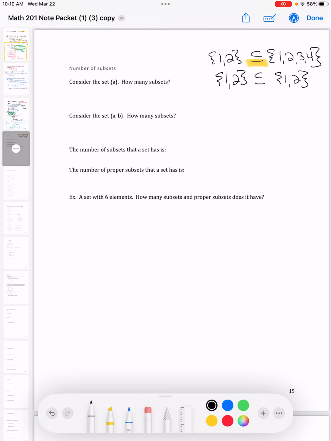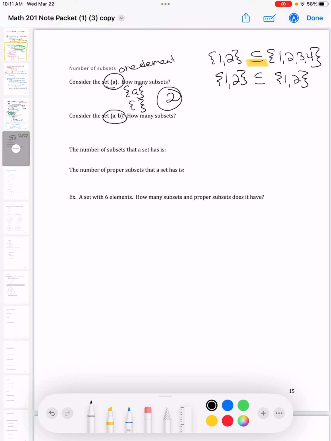So let's just consider this set that has one element in it. The set that has one element, since they can be equal, the set itself is a subset. And then the empty set is always a subset. We looked at that back in our subset section as well. So there are two subsets.